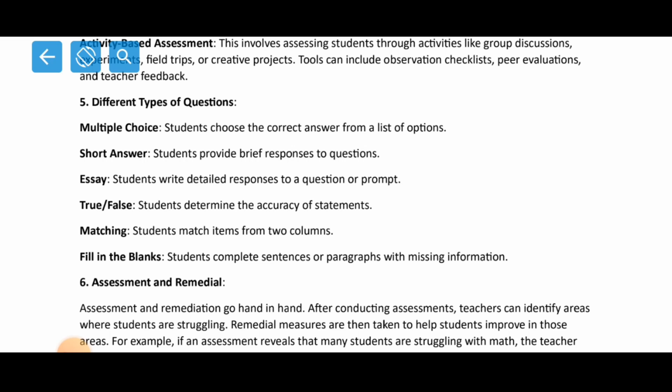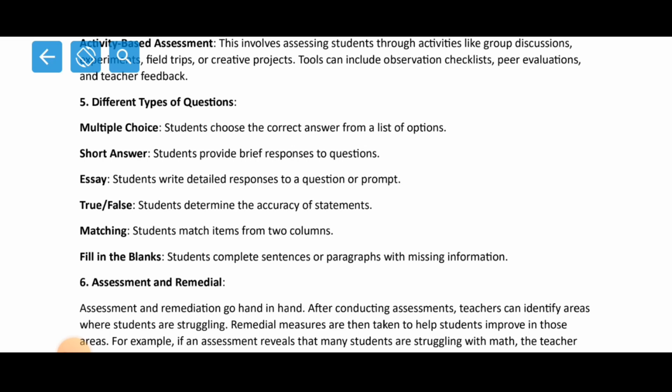Now students determine accuracy of statements. We give, for smaller classes especially, true false, right? Whether the statement is true or whether the statement is false. What does it check? It checks the student's accuracy, how accurately the student has understood that concept. Then matching, match the following, column A with column B, right? That also we do. Then fill in the blanks. Of course, students complete sentences or paragraphs with missing information.